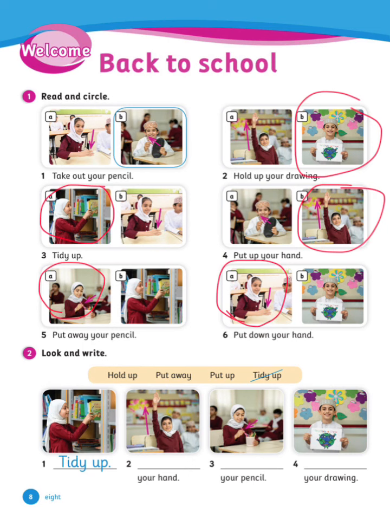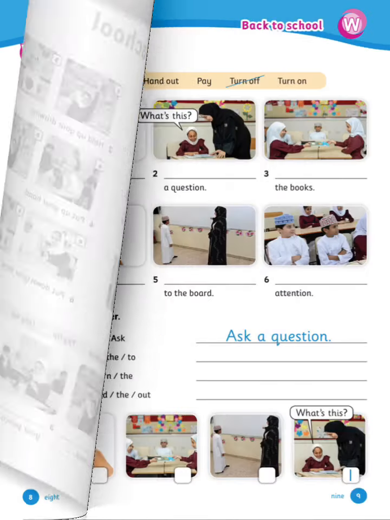Exercise number 2. Look and write. Complete these sentences using the words in the box above. Number 1 is done for you. Tidy up. Number 2. Put up your hand. Number 3. Put away your pencil. Number 4. Hold up your drawing.